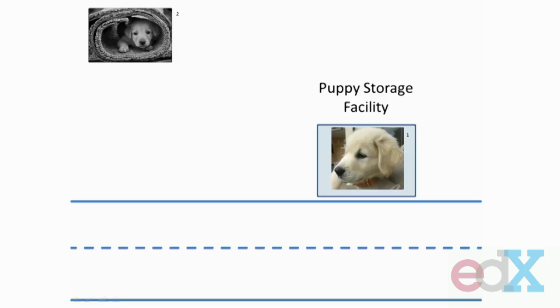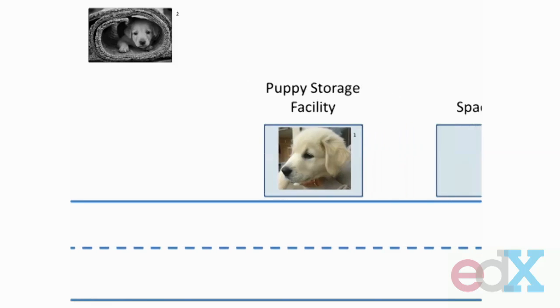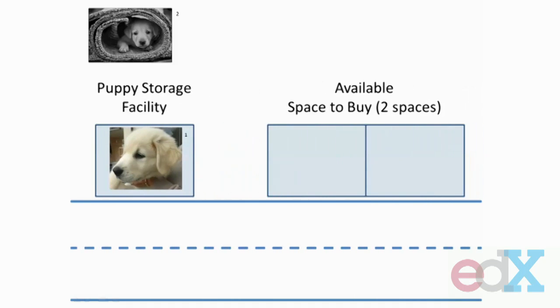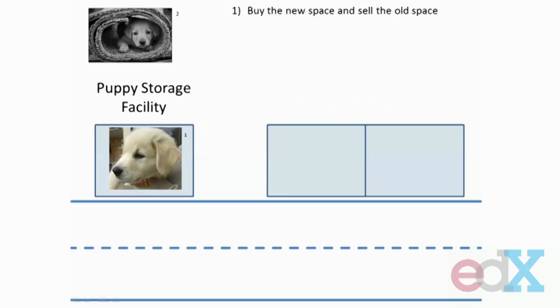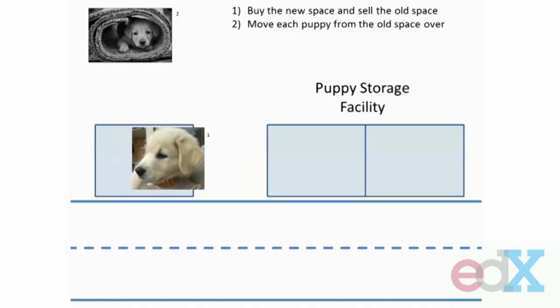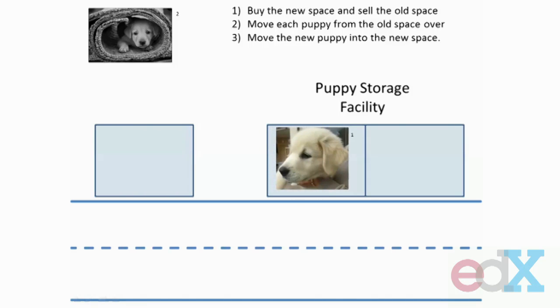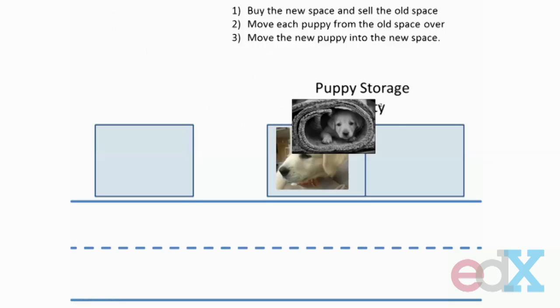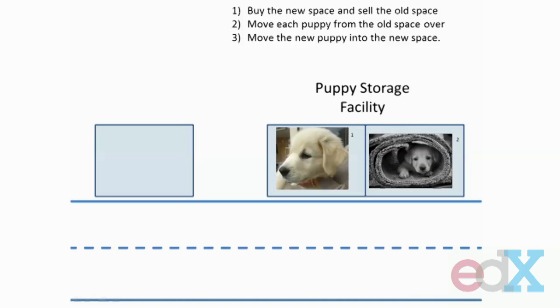Because he kind of likes keeping all his puppies in one location, if he wants to store more puppies, he must sell his current facility and buy a new space that's bigger, like that one, just down the street from his current location. To move into the new space, he has to buy the new space and sell the old one. Then, that takes him 1 unit of time to do. Then he has to move each of the puppies from his old space over to the new space, and finally move the new puppy into the new space as well. Each puppy movement takes 1 unit of his time.